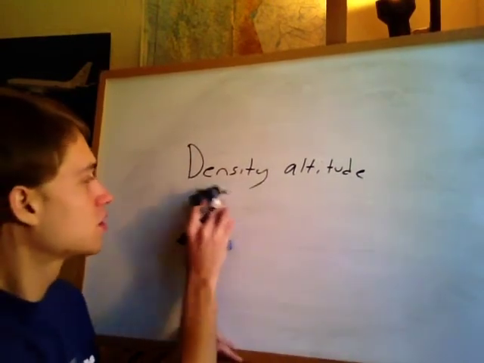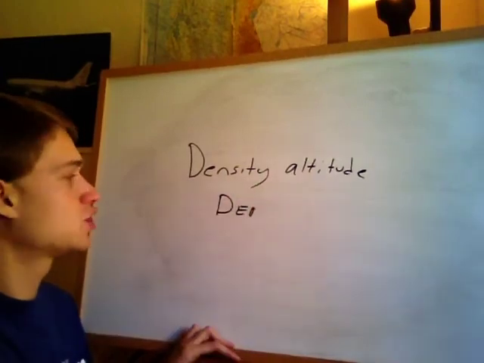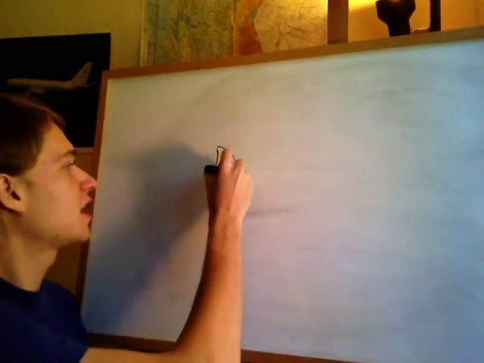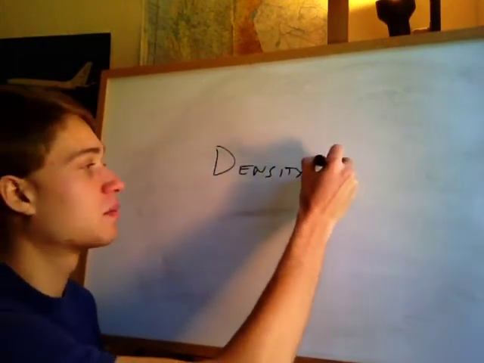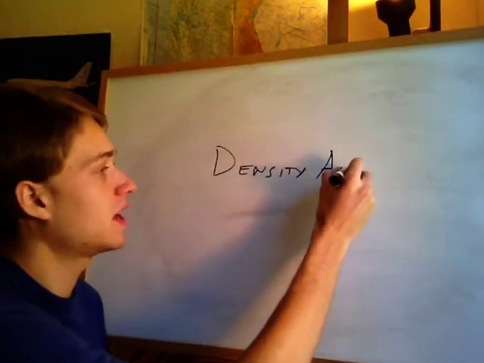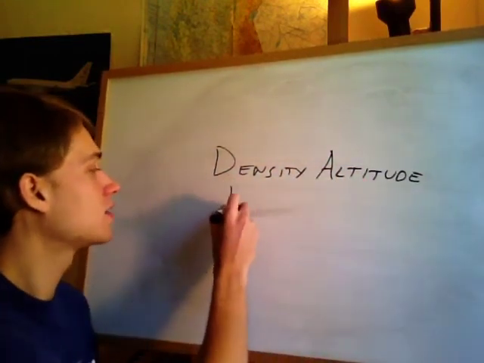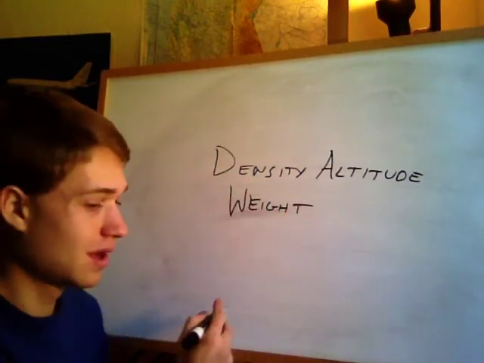And I should write in block letters so that you can actually see. So let me rewrite here. Okay, so density altitude. If you have a high density altitude, the airplane is going to perform worse. And if you have a heavy weight, the airplane is going to perform worse.